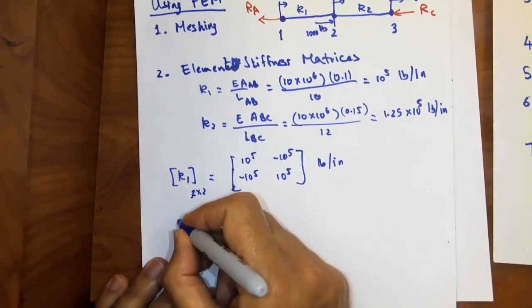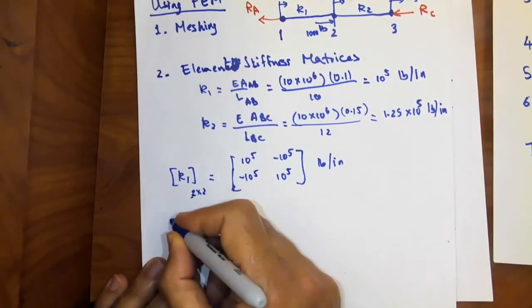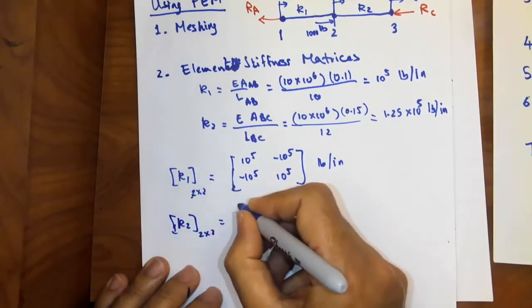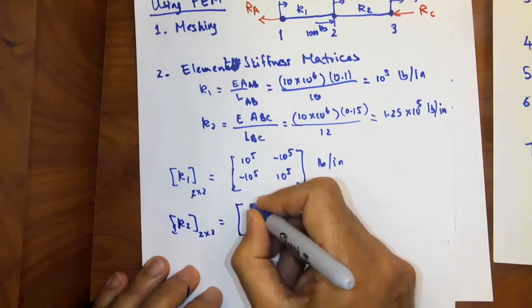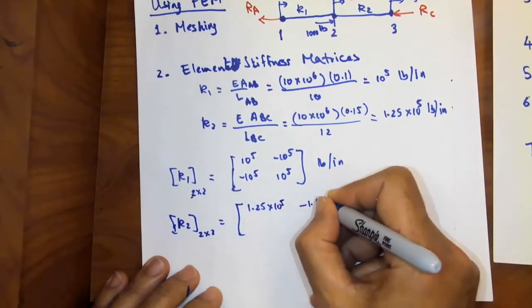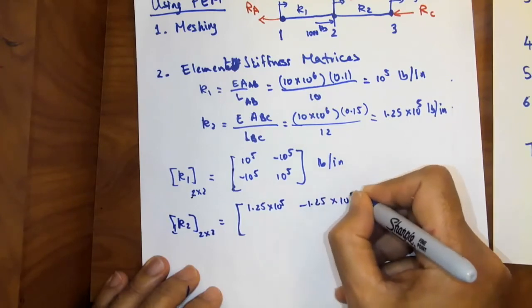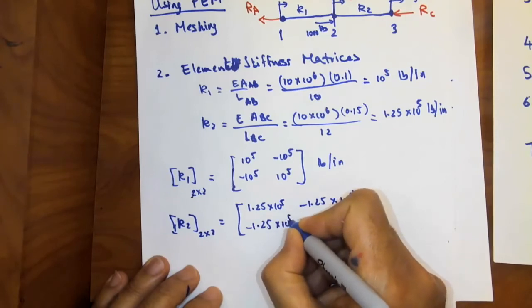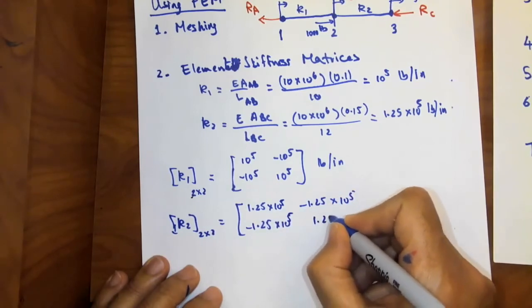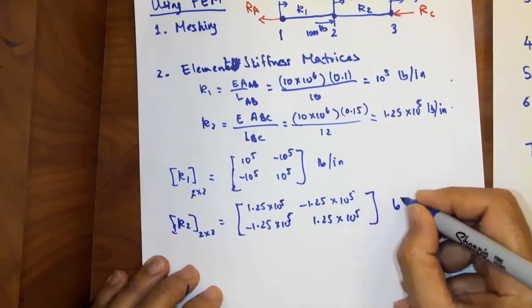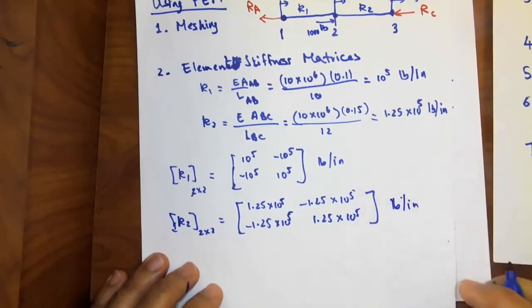I can also write the stiffness matrix, K2, which is also a 2 by 2. And this is going to be 1.25 times 10 to the power 5, minus 1.25 times 10 to the power 5, minus 1.25 times 10 to the power 5, and 1.25 times 10 to the power 5. This is in pounds per inch.